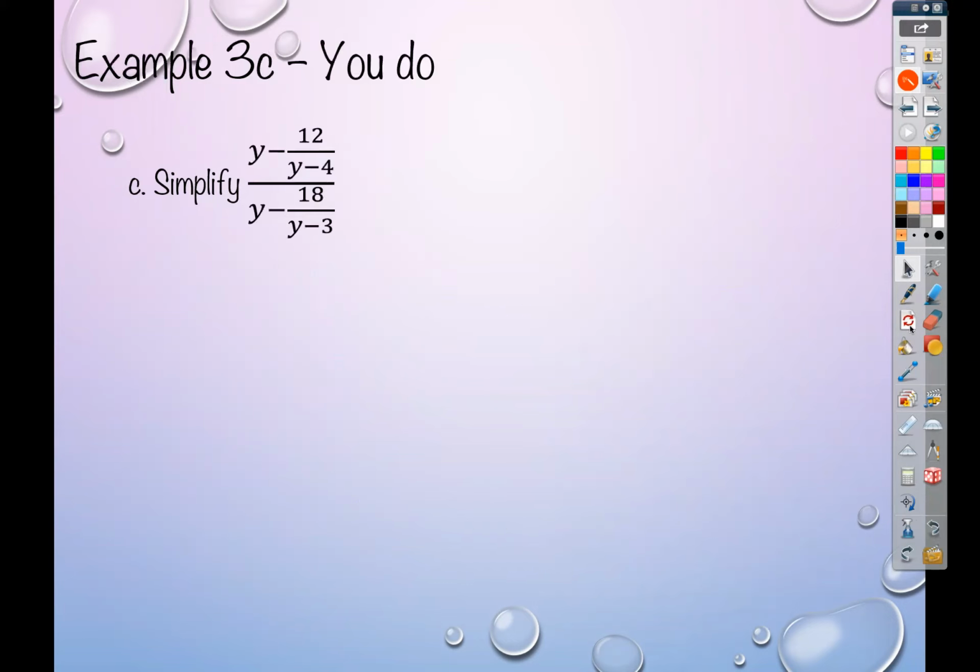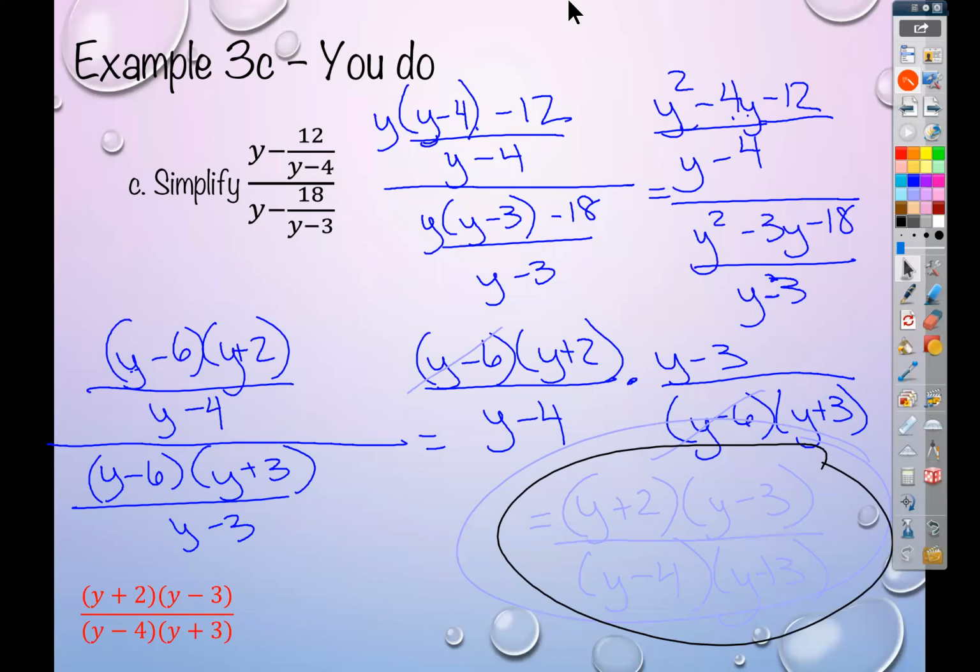Okay, you try this one. Okay, you should have gotten y plus 2 times y minus 3 over y minus 4 times y plus 3.